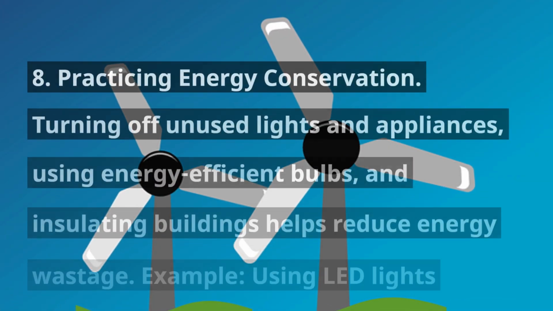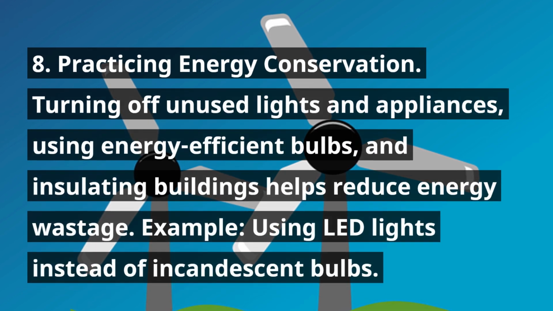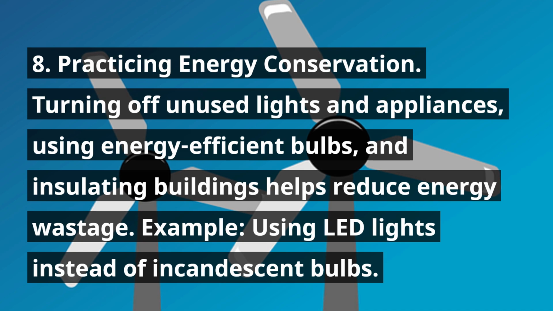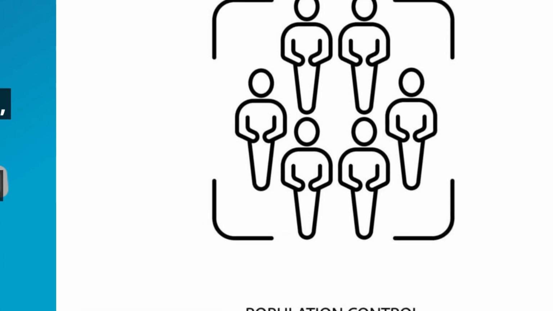8. Practicing energy conservation. Turning off unused lights and appliances, using energy-efficient bulbs, and insulating buildings helps reduce energy wastage. Example: using LED lights instead of incandescent bulbs.